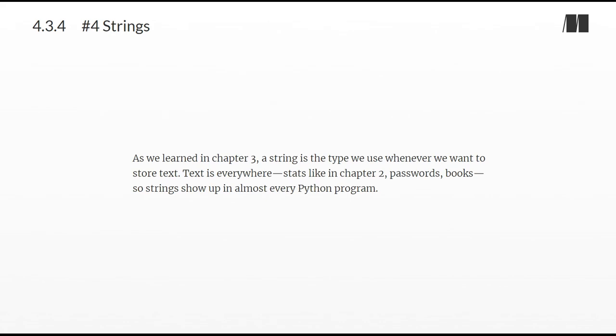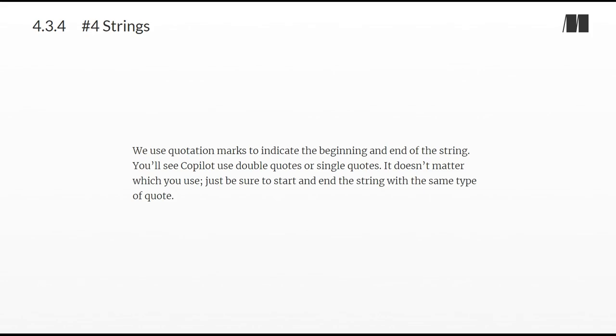Section 4.3.4, number 4, strings. As we learned in Chapter 3, a string is the type we use whenever we want to store text. Text is everywhere: names like in Chapter 2, passwords, books, so strings show up in almost every Python program. We use quotation marks to indicate the beginning and end of the string. You'll see Copilot use double quotes or single quotes. It doesn't matter which you use, just be sure to start and end the string with the same type of quote.